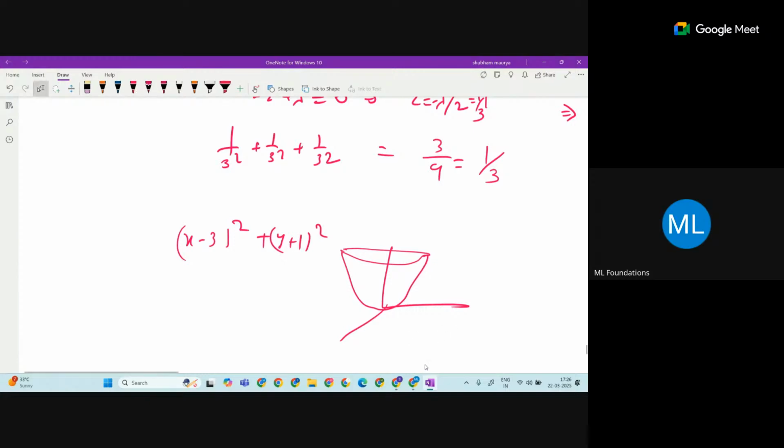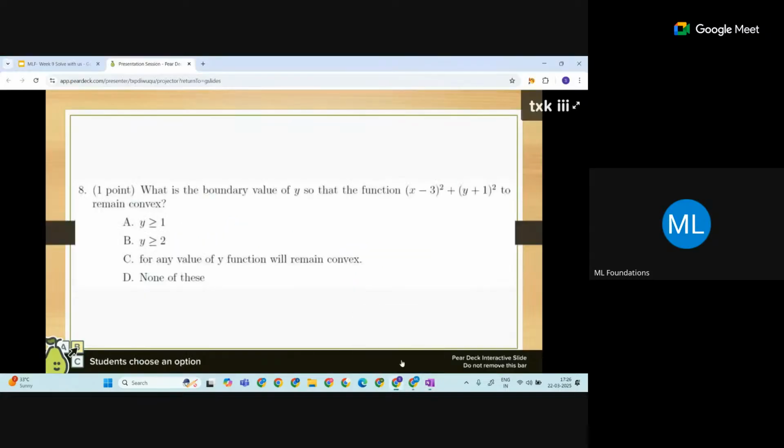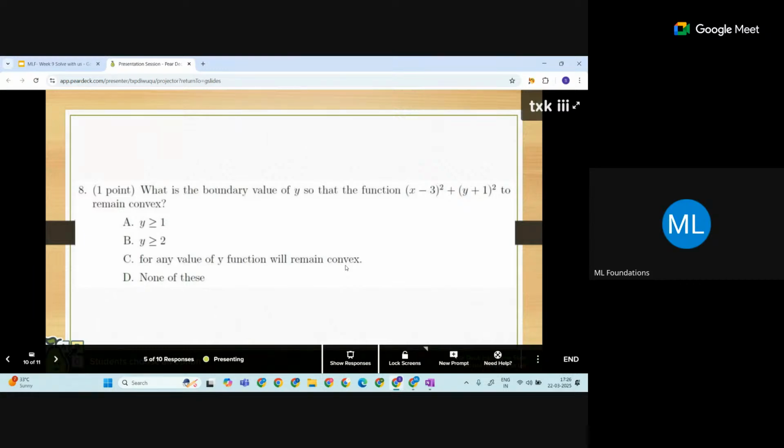So any value can, either if you don't want, you can go with this Hessian matrix. This is easy. C option is always going to be correct.